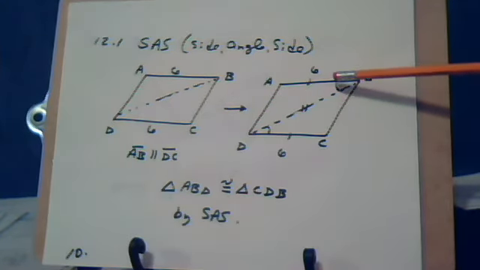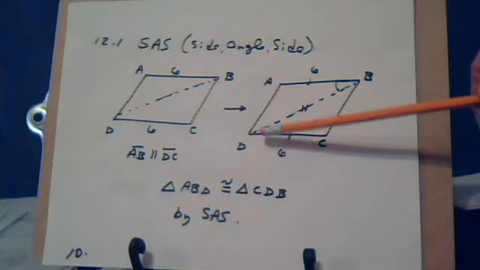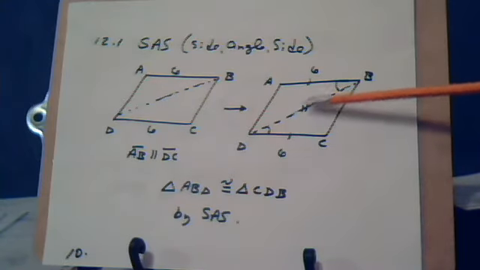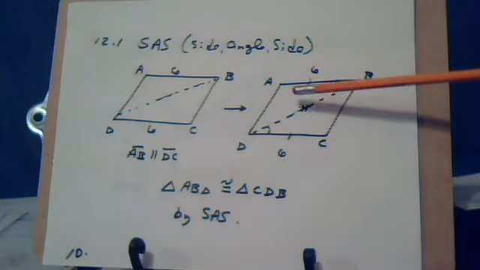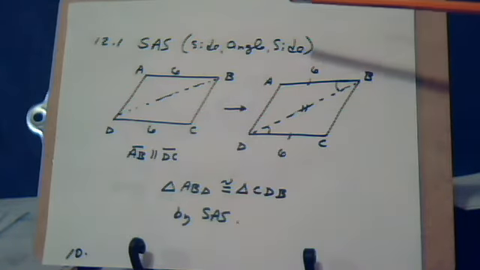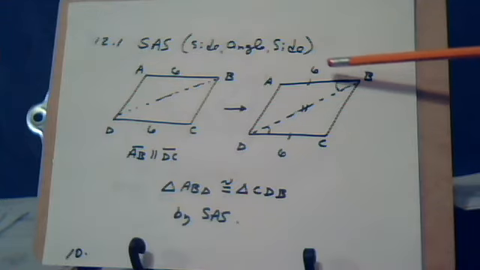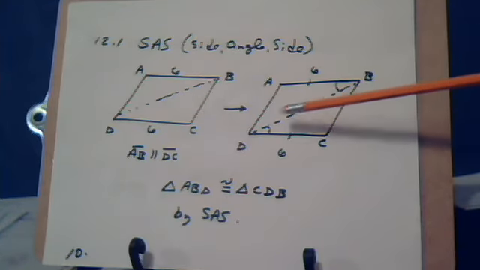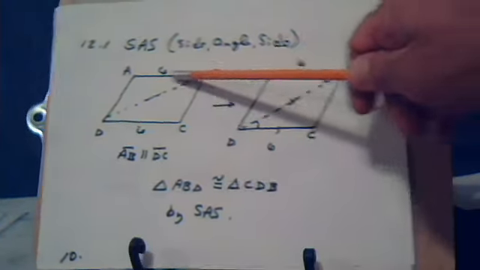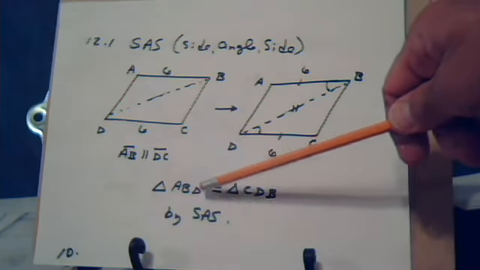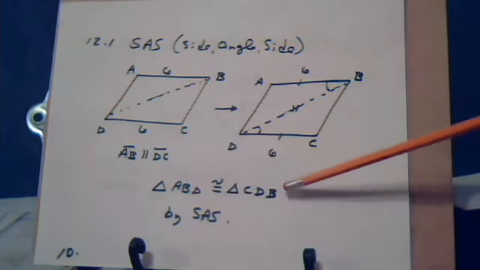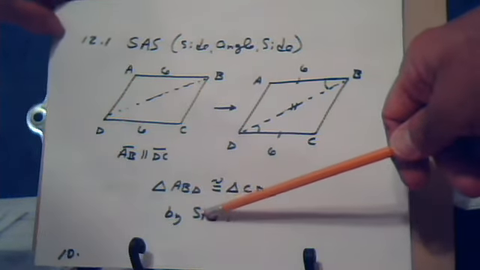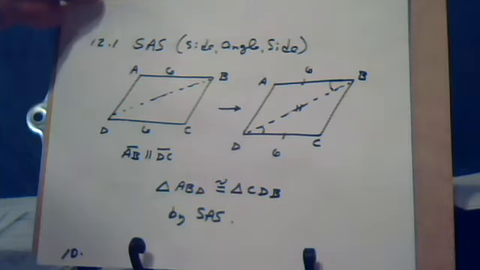So now we have an angle from here equal to an angle from here. Now notice these two triangles are sharing a common side. So that counts for a side for both. So we have enough information to say SAS, SAS. So triangle ABD is congruent to triangle CDB. Reason by SAS. Notice the angle has to be between the two sides you mentioned.